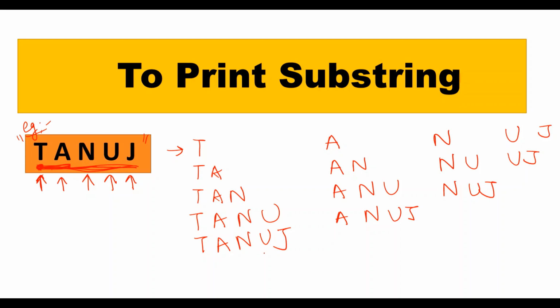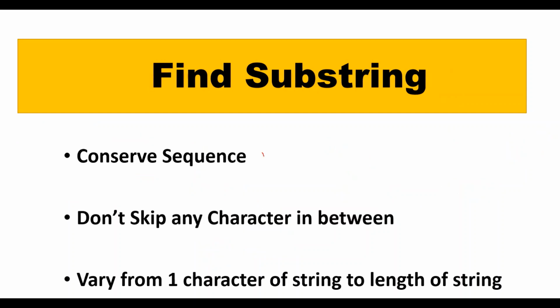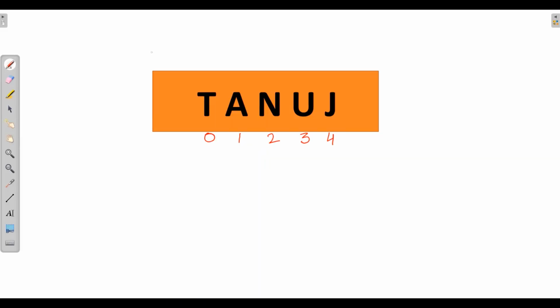If you focus on these strings, they are following the sequence, and there is not a single character left in between. First is T, then TA, TAN, TANU, TANUJ. Here it will never leave a single character in between, which we have discussed. It should conserve the sequence, you should not skip any character in between, and the length of the substring can vary from 1 to the length of the string. Till now, we have discussed what a substring is.